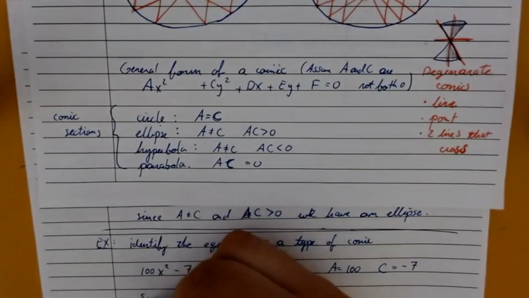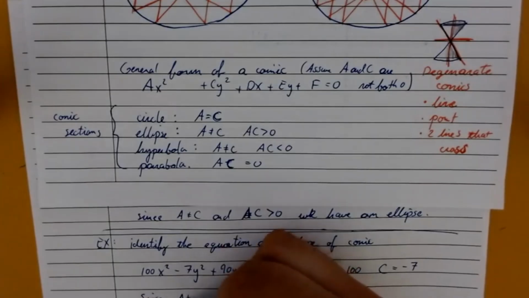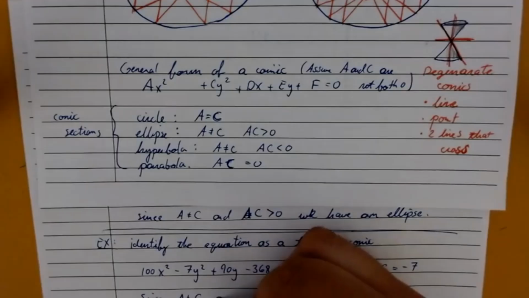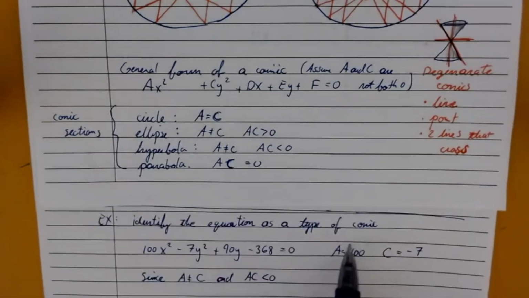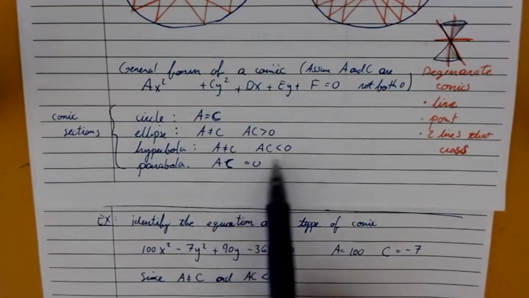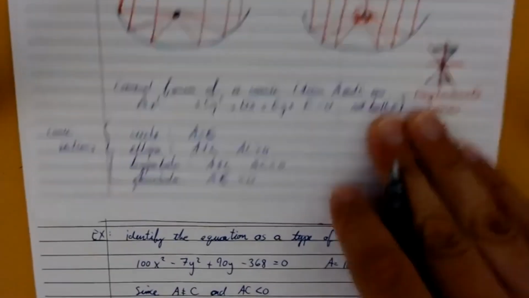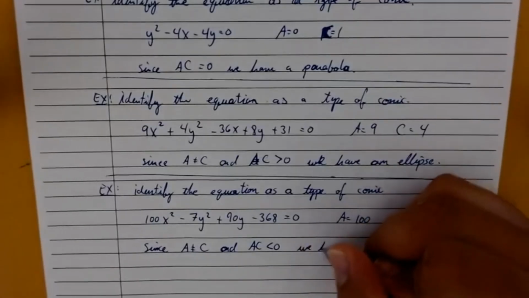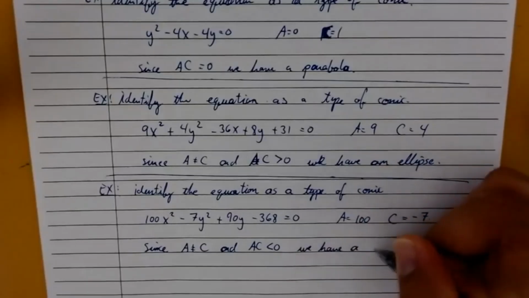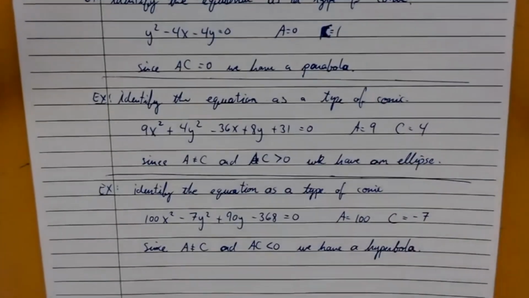So since a is not equal to c, and a times c is negative, that's what this is right here, negative 700, that means that this fits the criteria for a hyperbola. So we have a hyperbola. And that makes us happy.